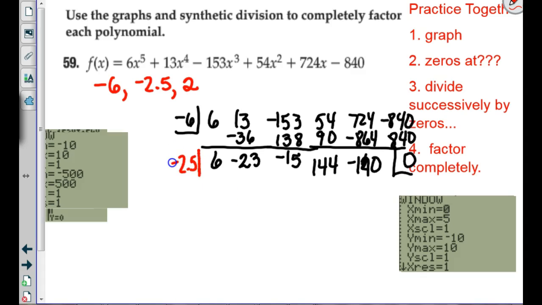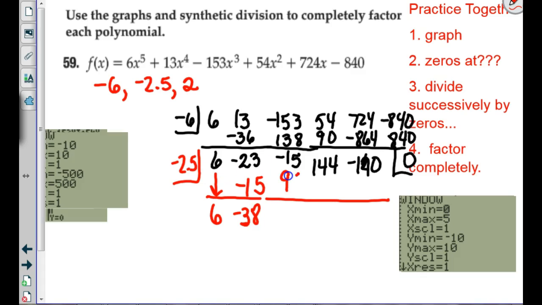Negative 2.5. I promise the ones on the homework aren't this bad. That's why we're doing this one together. Negative 2.5 times 6 is negative 15. Okay. Negative 23 and negative 15 is negative 38. Negative 2.5 times negative 38. Hope someone's checking me. 95 would be positive 80 times negative 2.5, negative 120 maybe?